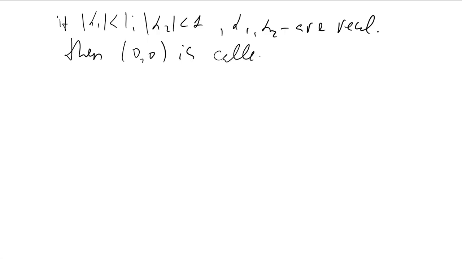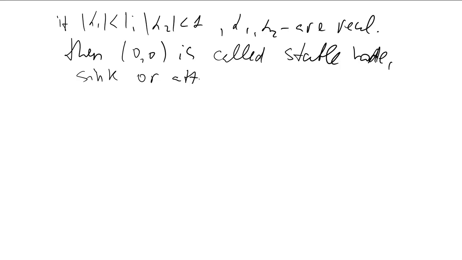a definition here. If lambda 1 by absolute value less than 1, lambda 2 by absolute value less than 1, then 0, 0 is called a stable node. And it is also called attractor or sink, so any term is good here.